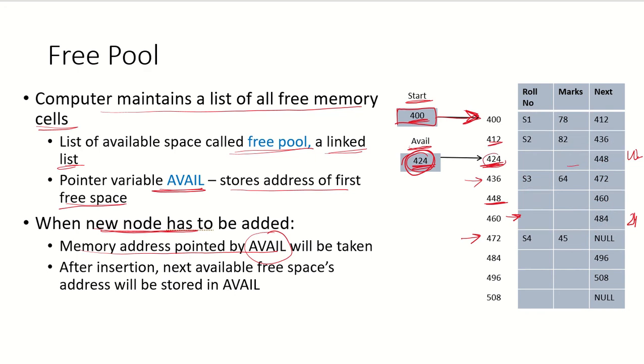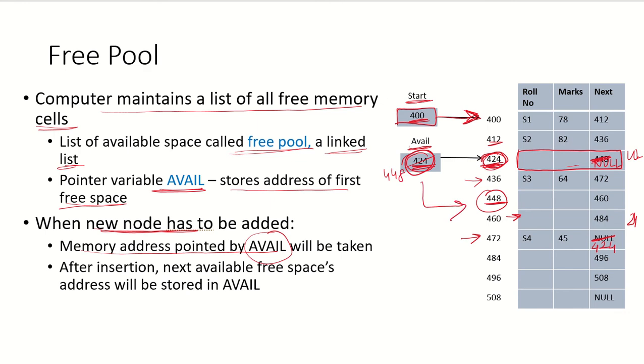So 424, the space is available for the new node. That means this space will be added to the linked list. This will be the last node, so this will become null. And 424 will be added to the address of the last node of the list. Now my new list of free spaces starts from 448. So avail will be updated to show 448 and it will start pointing here.